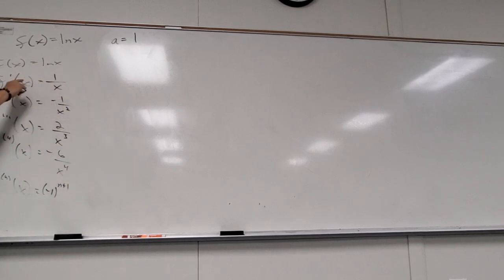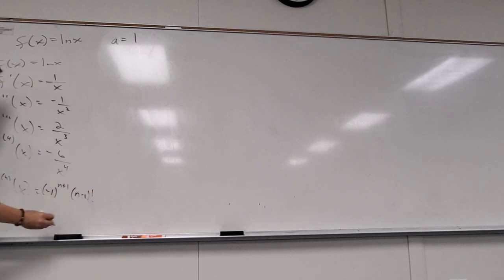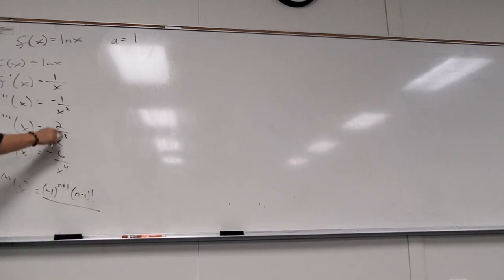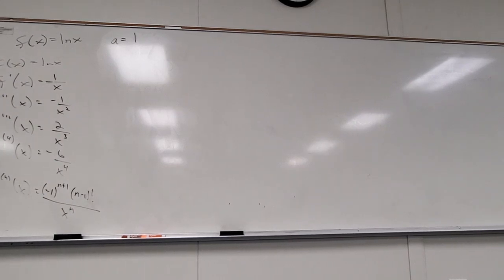Factorial. Yeah, and let's be careful. When n is 1, it's 1. When n is 2, it's 1. So this is what factorial? N minus 1 factorial. This is 0 factorial, 1 factorial. So it's 1 less than the n, so it's n minus 1 factorial over x to the n. And that's true starting at n equals 1.